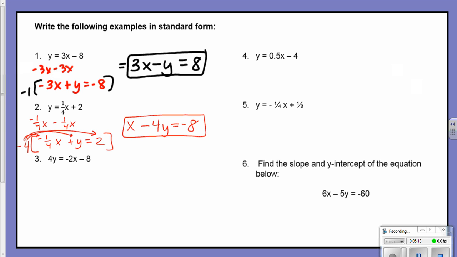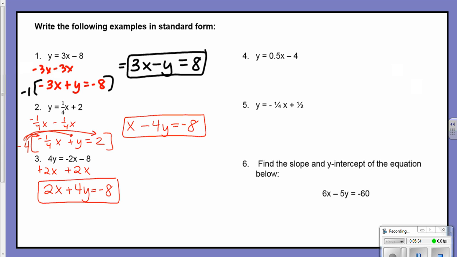Okay? Look at the next one. The next one actually isn't even in slope-intercept form. It's in some weird form that doesn't have a name. But that just makes it that much easier to change it to standard. I'm going to add 2x to both sides. So 2x plus 4y equals negative 8. Nothing's breaking a rule, so I'm actually done at that point.